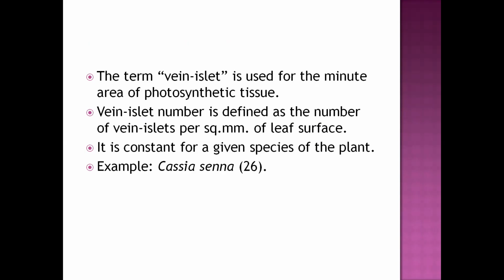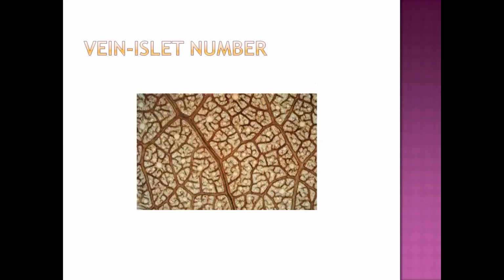Vein islet is used for a minute area. It represents a minute area of photosynthetic tissue, and vein islet number is defined as the number of vein islets per square mm of the leaf surface. How many vein islets are present per square mm. For example, in this, how many vein islets are present?